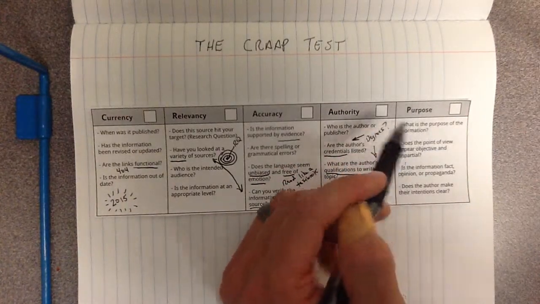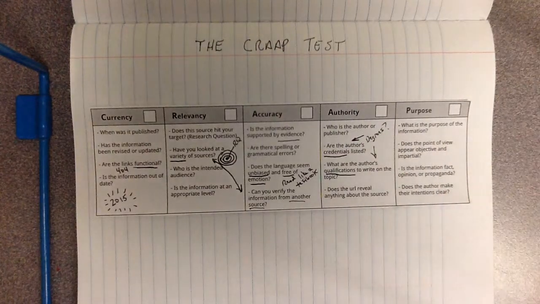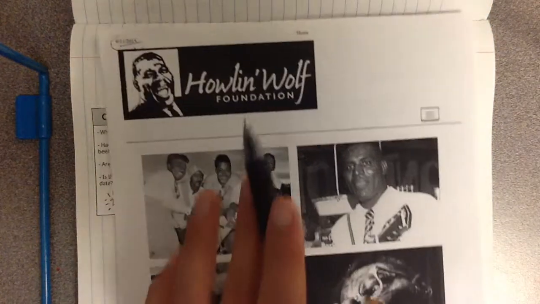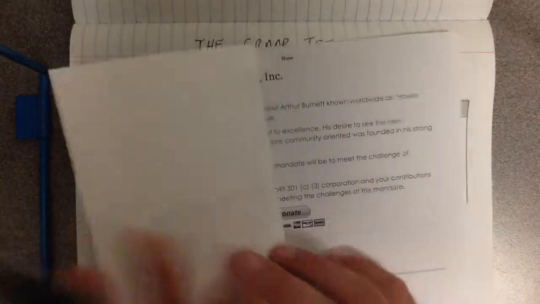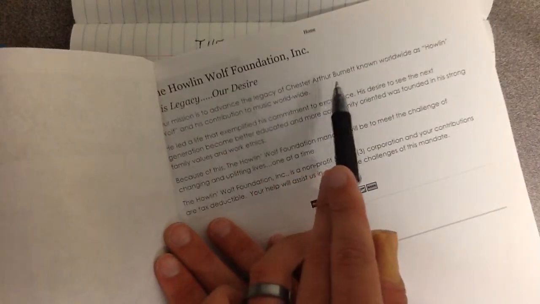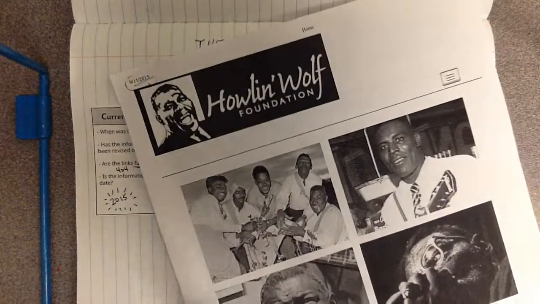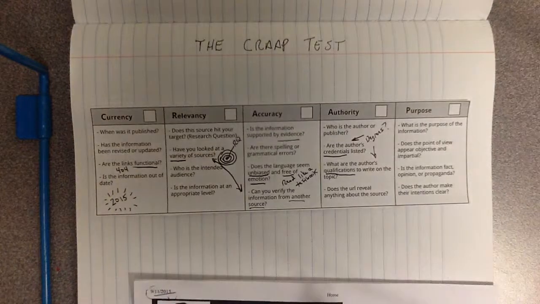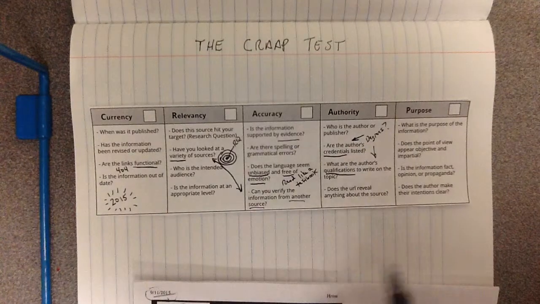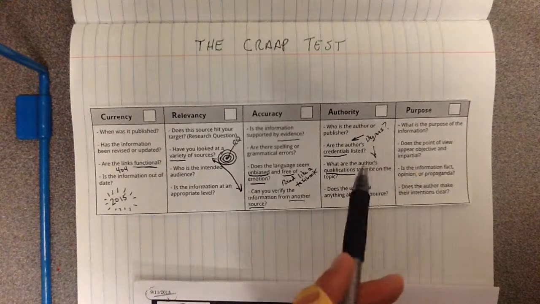And the last one is purpose. And purpose is, there's always a purpose for everything that people write. And so using our Howlin' Wolf article, this would be a question of the purpose for this, and we'll jump right here. They've got a mission to advance the legacy of Chester Arthur Burnett, known worldwide as Howlin' Wolf. So they want to advance the legacy of Howlin' Wolf. That means that these people are probably biased. They may even puff up Howlin' Wolf a little bit. I know it's kind of crazy to talk about a blues singer, but to make him sound awesome, because they want to advance his legacy.